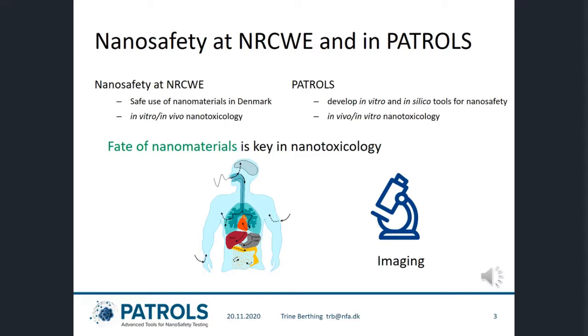Fate of nanomaterials in an organism is one of the key aspects of nanotoxicology. For example, if you inhale nanoparticles, a small fraction can go into systemic circulation in the blood, and then there's a risk that the particles will accumulate in secondary organs, for example, such as the liver. And there are several ways to look at the fate of nanomaterials, and one of them is to image particles in tissues with cellular resolution.